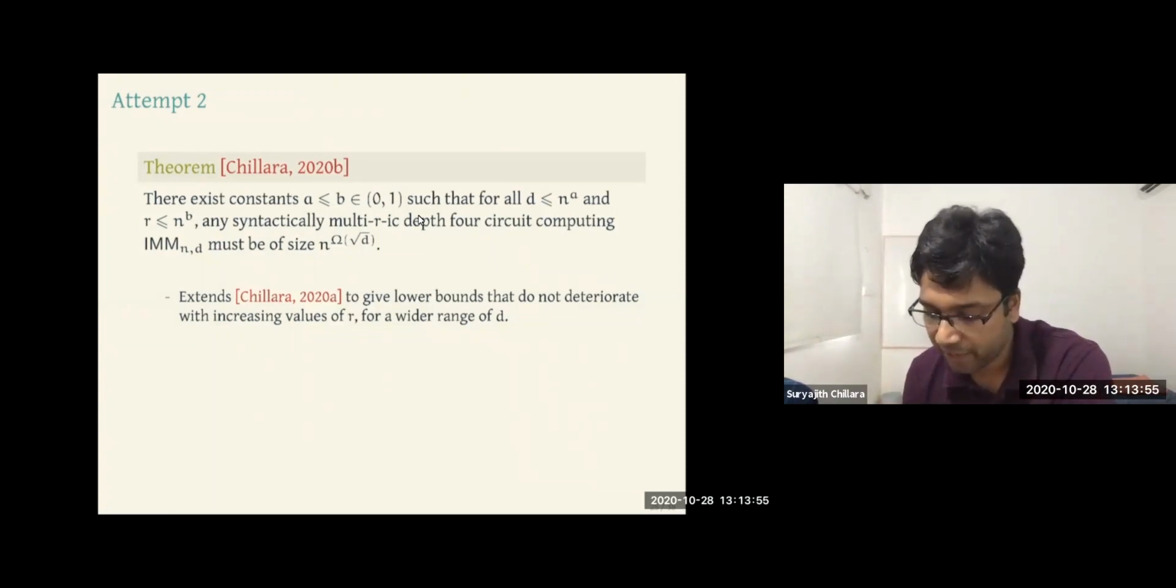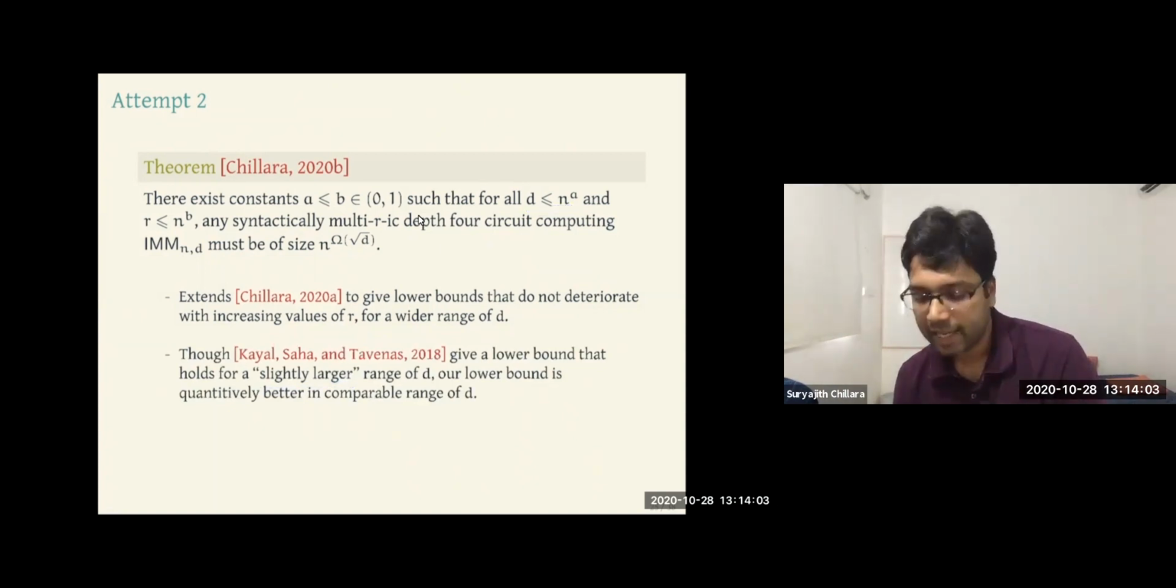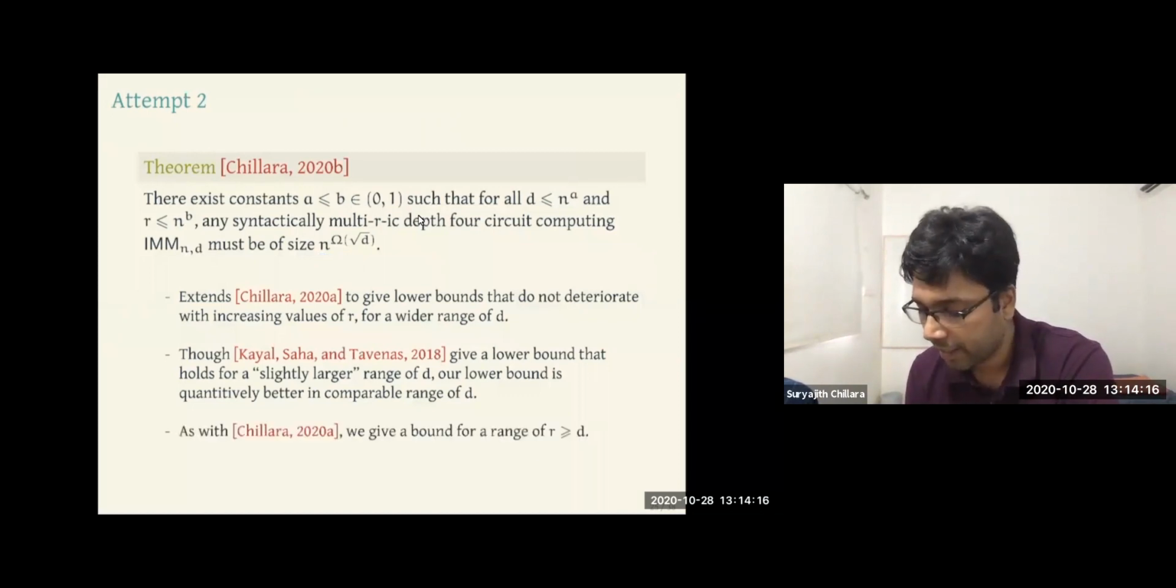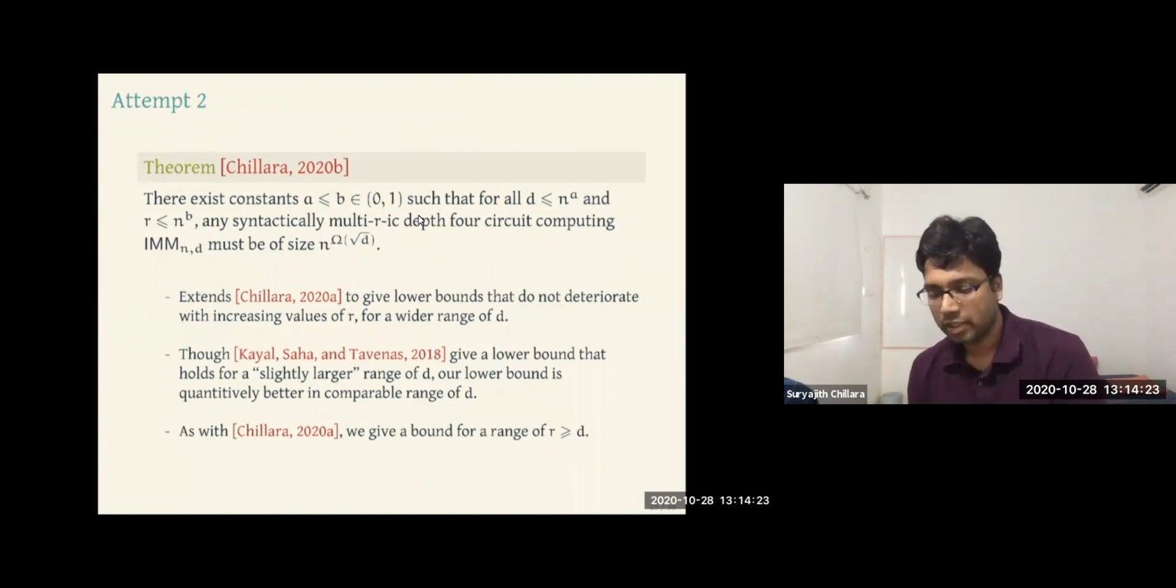So basically this extends the previous known result. We make a point that the range of d for which Kayal-Saha and Tavenas give lower bounds is slightly larger than what we show. However, we prove a lower bound that is quantitatively better and that does not deteriorate with r. Further, this holds for a range of individual degree that is at least d. So these are the main theorems.